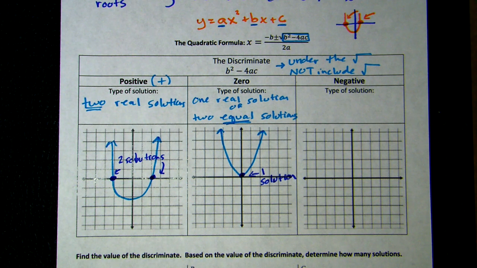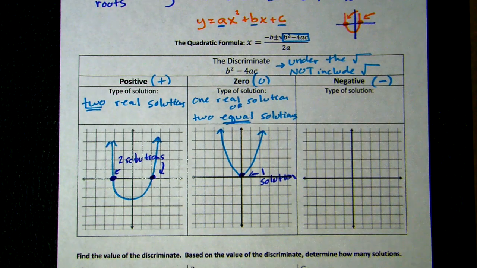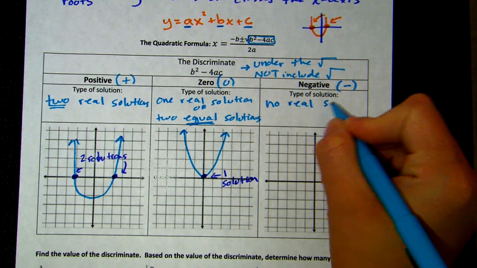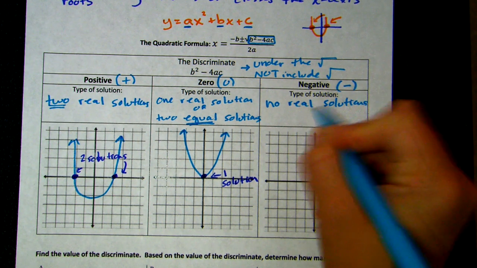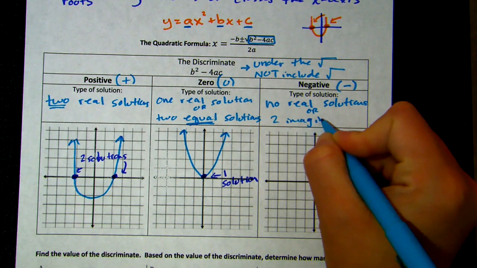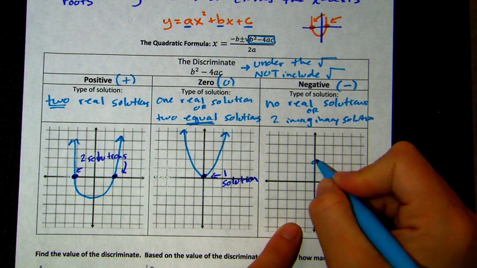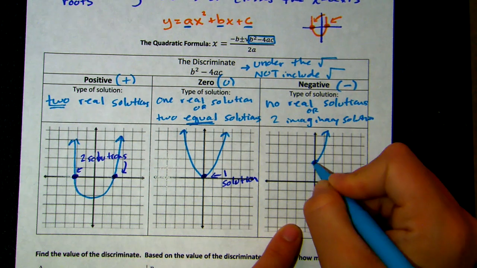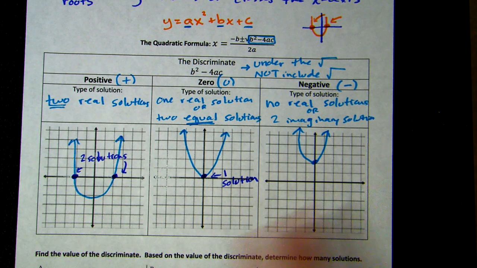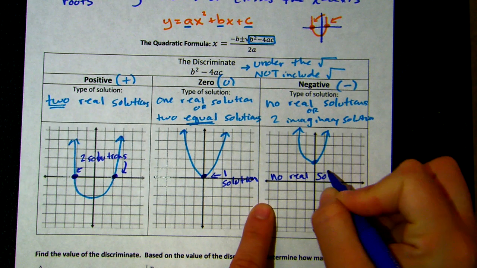And then finally, if our discriminant is negative, then we have no real solutions, or two imaginary solutions. Okay. This is when our vertex is above the x-axis. So there's no place where we are touching or crossing the x-axis. There are no x-intercepts, so there are no real solutions.